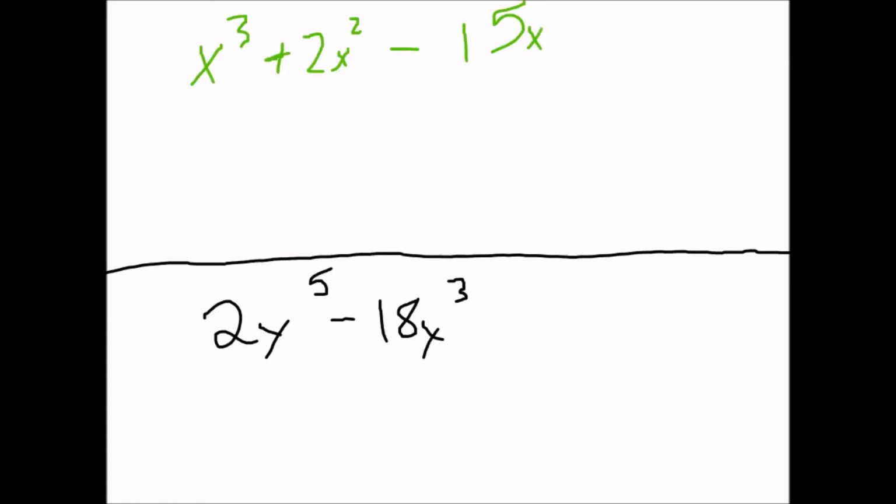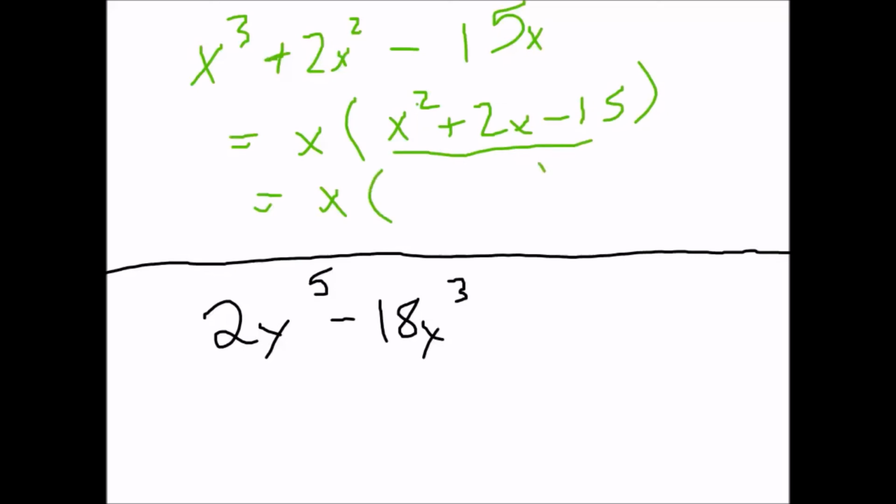So let's say you have x cubed plus 2x squared minus 15x. The first thing you do is take out an x before you do anything else. So x times x squared plus 2x minus 15. And then the next thing you do is you've got to look, and now you have a quadratic that you can factor into two binomials like this. You've got to find what makes negative 15 but still gives positive 2. So you're going to have x plus 5 and x minus 3. And this is your factor for the first one.